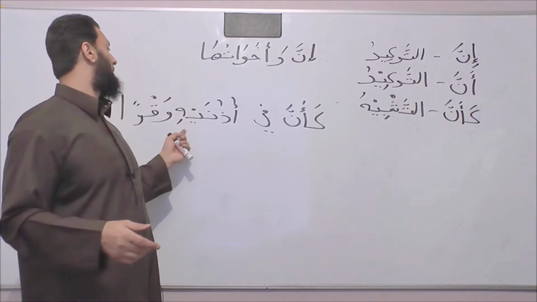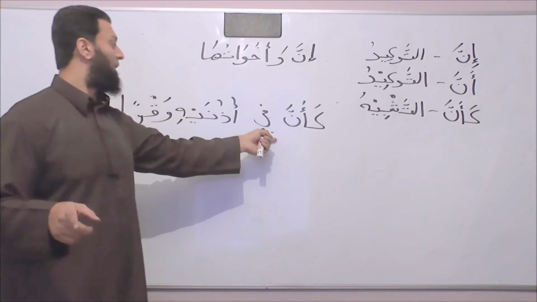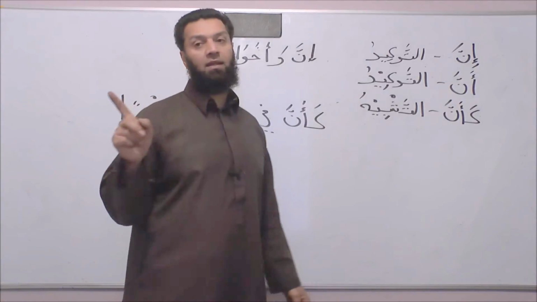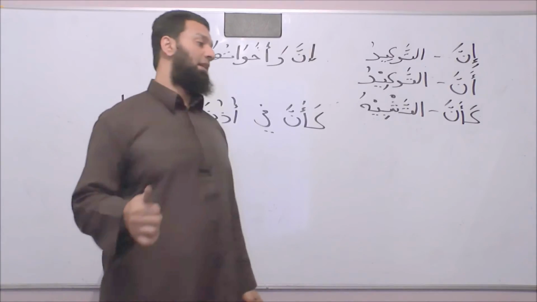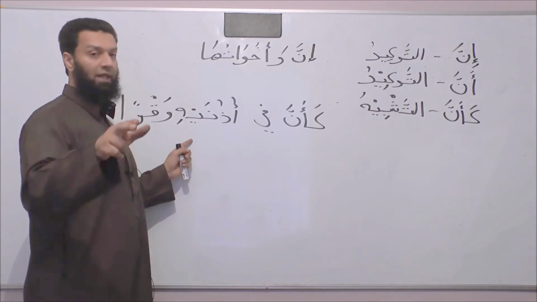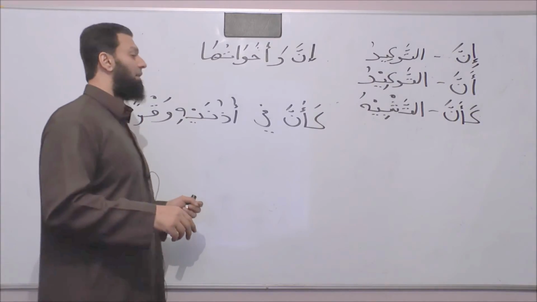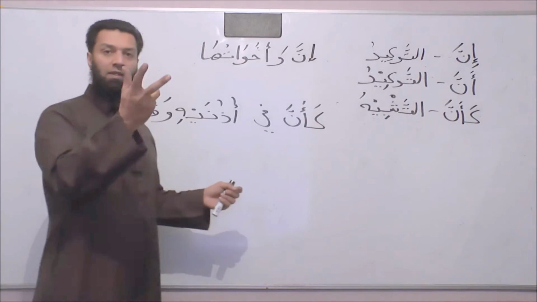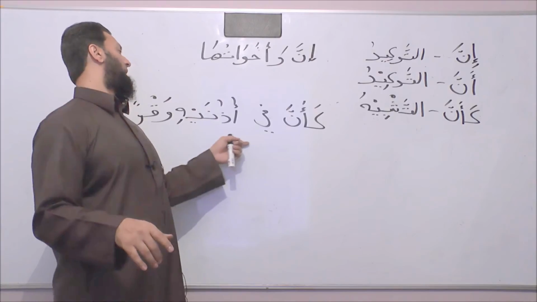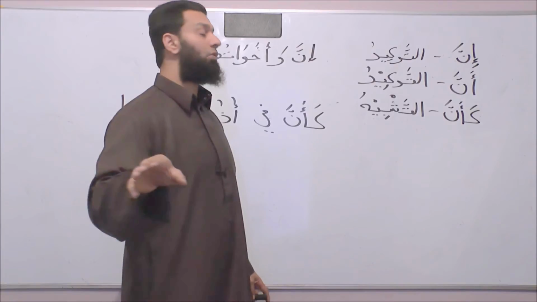كأن في أذنيه وقرا. كأن, as though. في أذنيه, in أذني. أذني is two ears. أذن is a single ear. أذنيه is two ears. كأن في أذنيه وقرا. وقرا is deafness. So Allah Azza wa Jalla is saying it is as though in his two ears there is deafness. Now, you're probably wondering why.